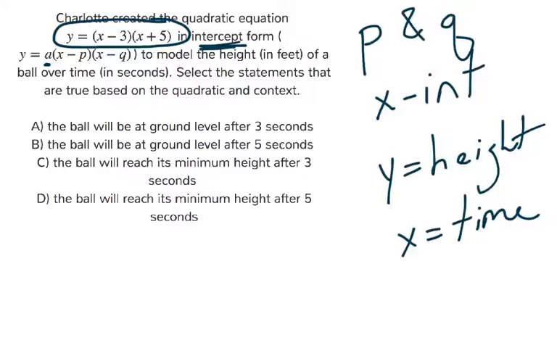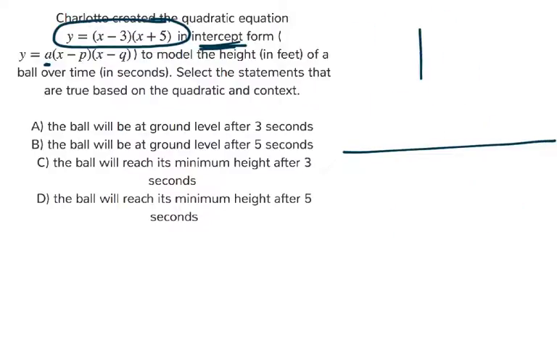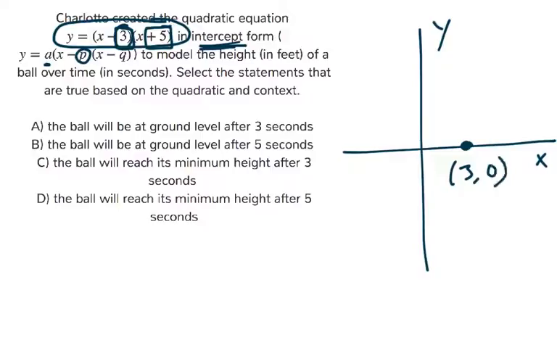So I'm going to do that for you here. So I have my coordinate grid here, I have an x, I have a y. Now it says that the x-intercepts are 3 and negative 5. Now how did I get those? Just match them up. P is 3, so that's a positive 3. I'm going to put a dot here. That's 3 comma 0. The other one is negative 5.